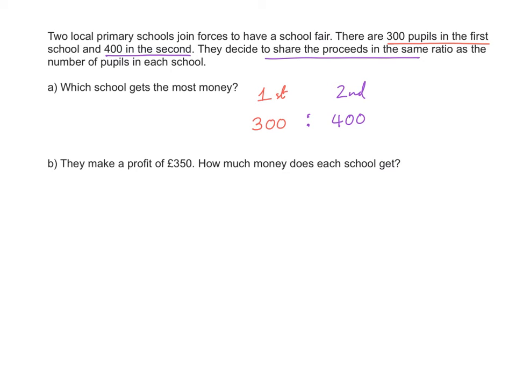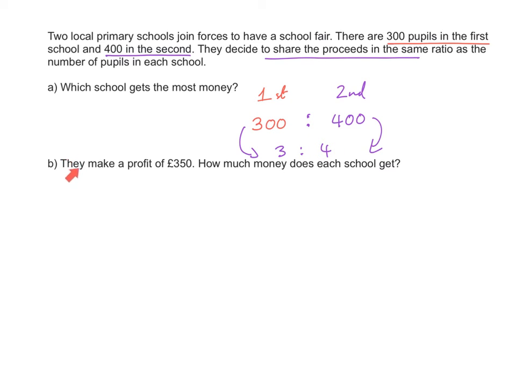Now, whenever we have a ratio, we need to simplify the ratio. So clearly we can divide both of them by 100, so we get 3 to 4. So what we understand here is that the amount of money that they end up making in the fair, they will share in this ratio, 3 to 4. So which school gets the most money then? Well, clearly it's the second school, because they have more students and they have the larger share of the ratio.